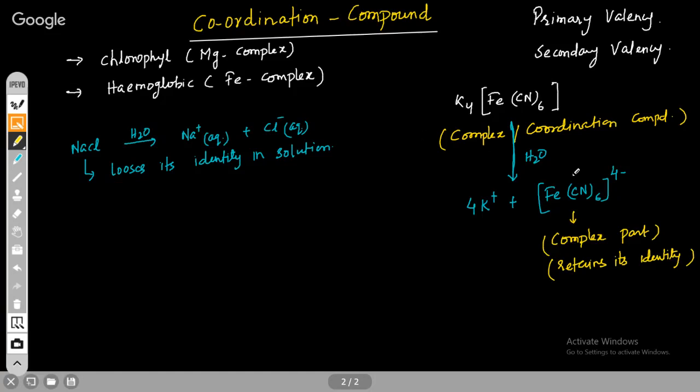This is the major difference between a simple compound and a complex compound or coordination compound. A simple compound dissociates completely and loses its identity completely in the solution. Here, the dissolution is not complete. The complex part retains its identity even in the solution. Do you understand the basic difference between the coordination compound and the simple compound?